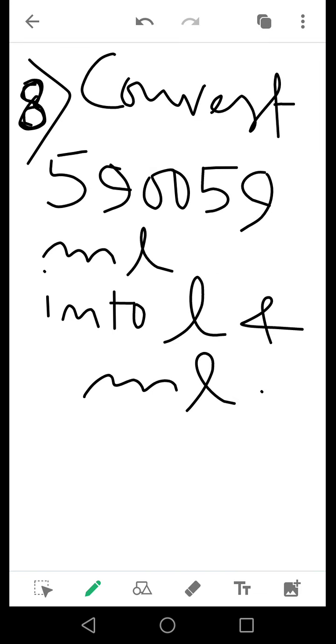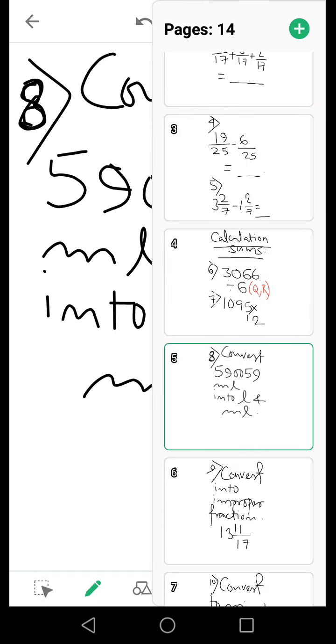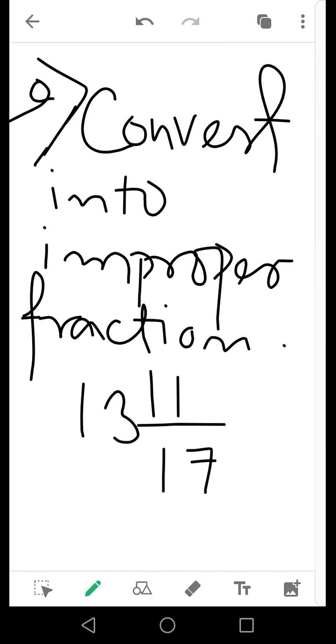Coming to question number 8, you have to convert 5,90,059 milliliter into liters and milliliters. Moving to question number 9 on the next board. See that here you have to convert the given mixed fraction to improper fraction. The mixed fraction given is 13 whole 11 upon 17.